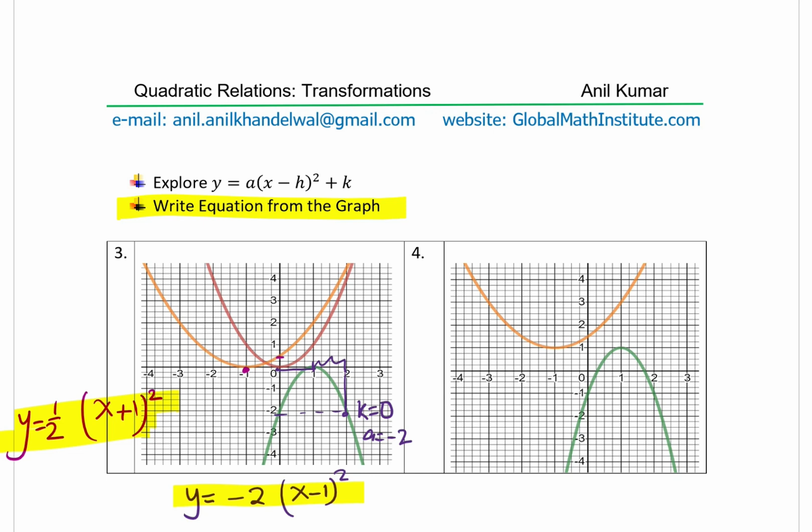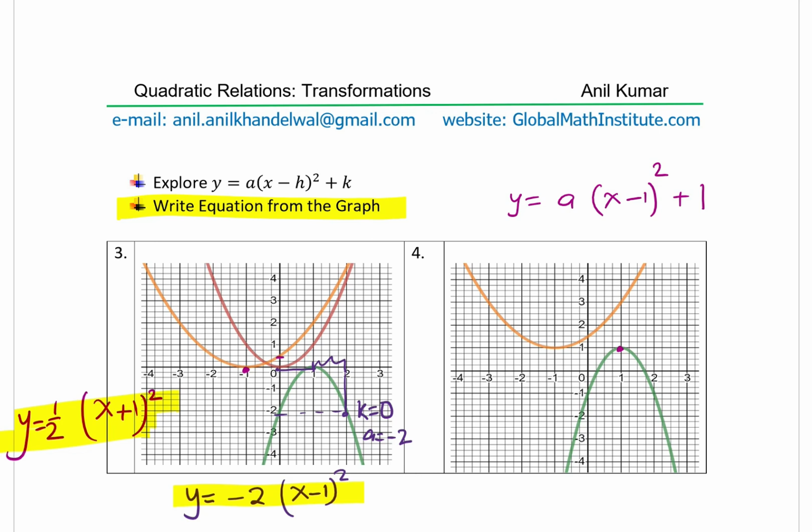Now let's look into two more graphs. I would actually like you to pause the video and answer this question. So first thing, we are looking at the vertex. Let me go with this graph going down. The vertex position is 1, 1. So in this case, we can write y equals a, we don't know a, but we know the h and k values. For h, we have moved 1 unit right, so it is (x minus 1) whole squared. For k, we have moved 1 up, so plus 1. Is that clear to you?